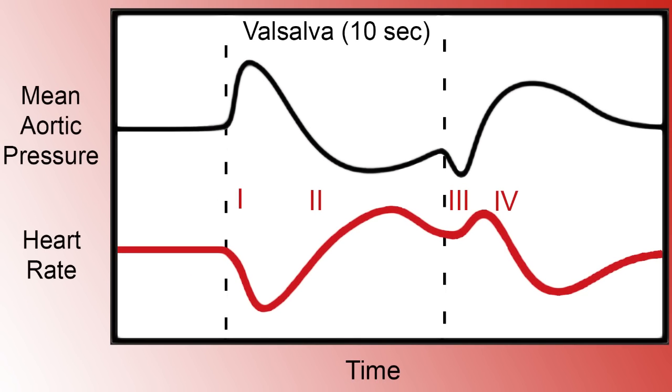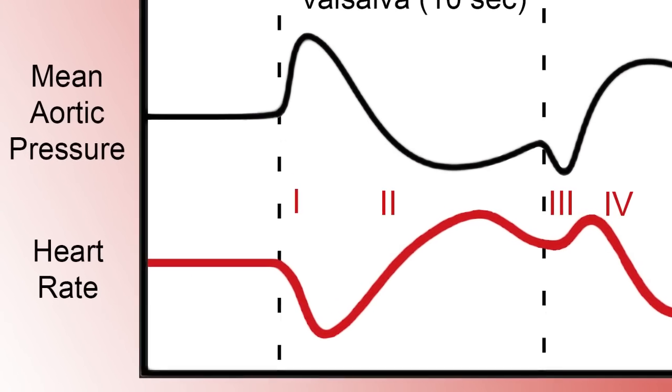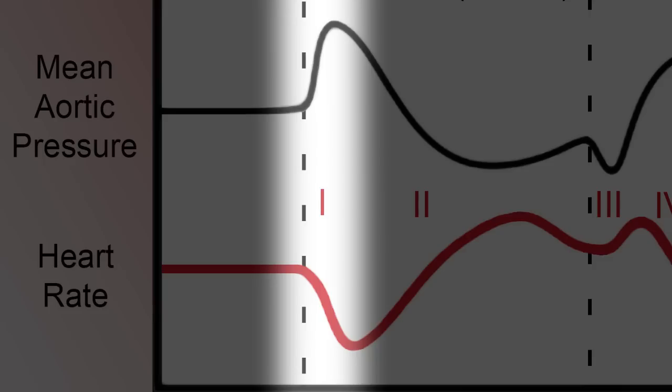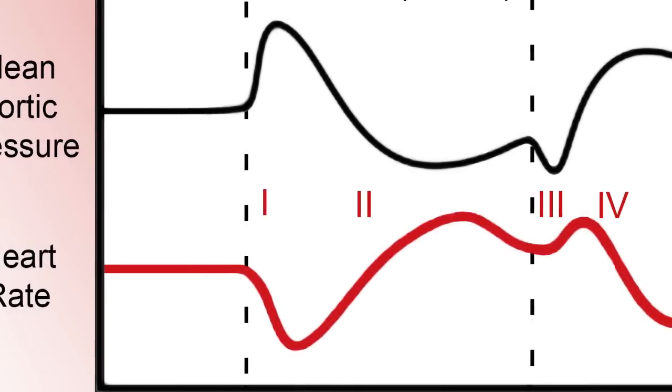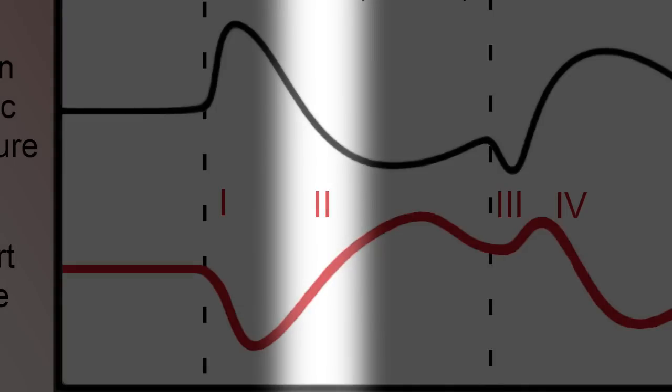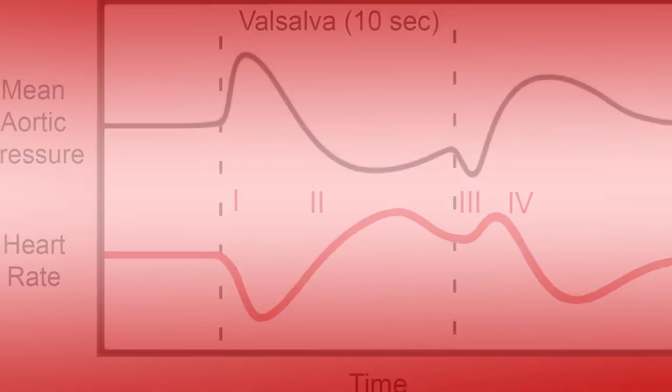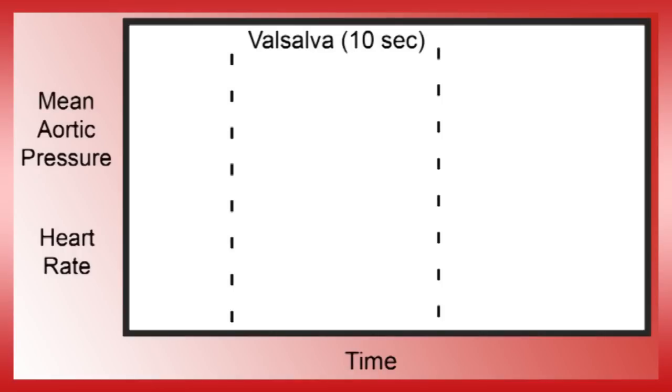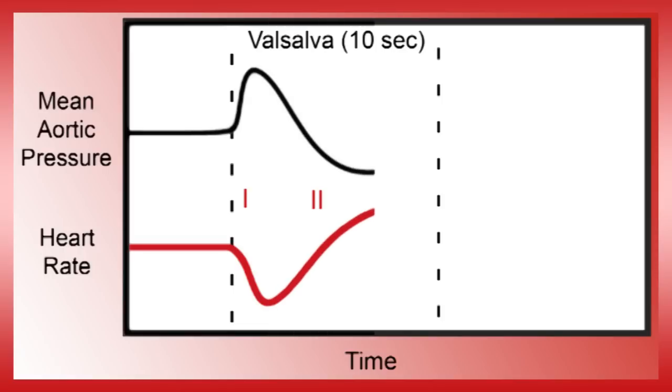At the same time, compression of the thoracic aorta transiently increases aortic pressure, phase 1. However, aortic pressure begins to fall, phase 2, after a few seconds because cardiac output falls. Changes in heart rate are reciprocal to the changes in aortic pressure due to the operation of the baroreceptor reflex. During phase 1, heart rate decreases because aortic pressure is elevated. During phase 2, heart rate increases as the aortic pressure falls.